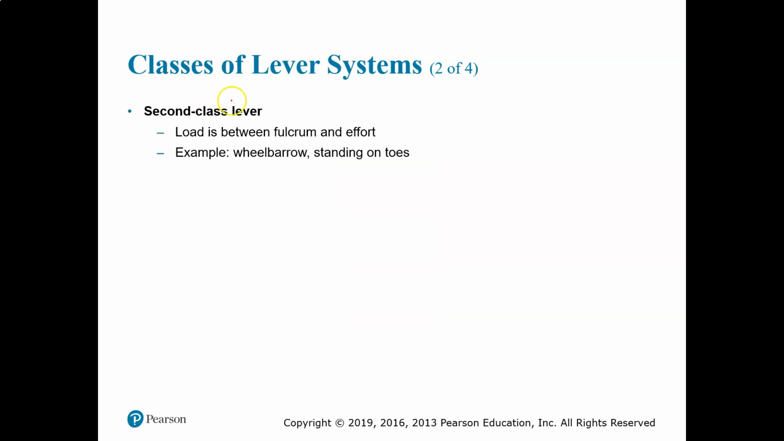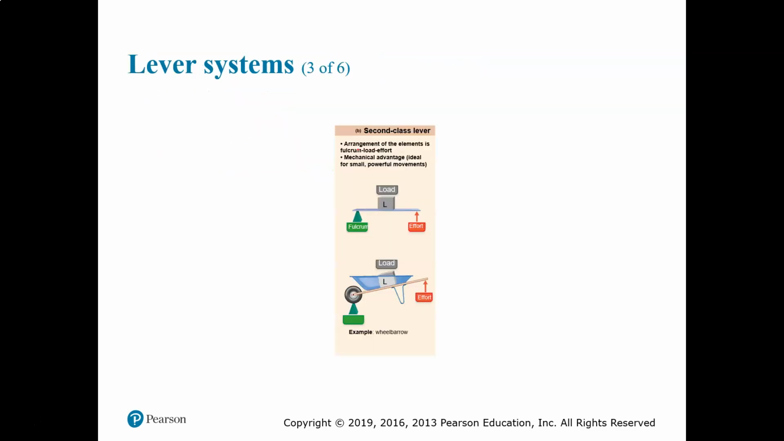A second class lever would be when the load is between the fulcrum and the effort. The example of a mechanical one is a wheelbarrow, and then standing on your toes would be the human body one. For a wheelbarrow, the fulcrum is at the wheel. The load is in the barrel, and then your effort is applied here. Okay, so this would be F, L, E.